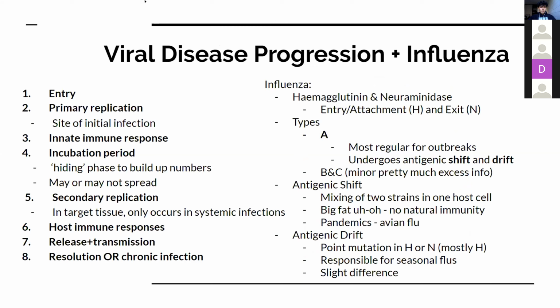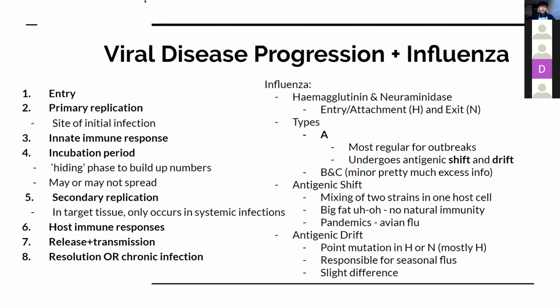So the viral disease progression. The 8 stages on the left here are the viral disease progression, which is similar to the replication to some extent, except that you can be split into 2. So you've got firstly your entry, then your primary replication, which is your site of initial infection.